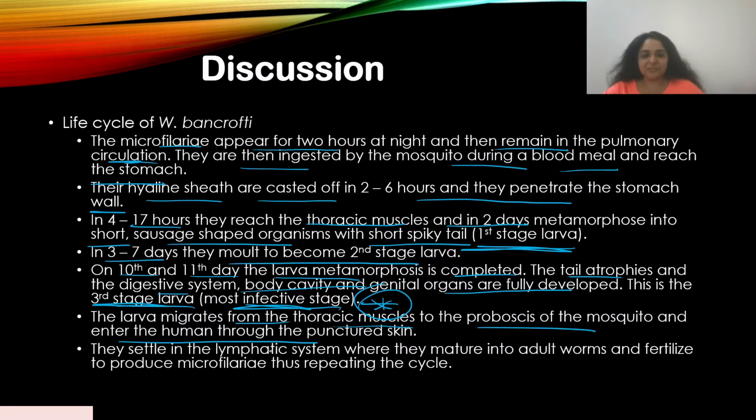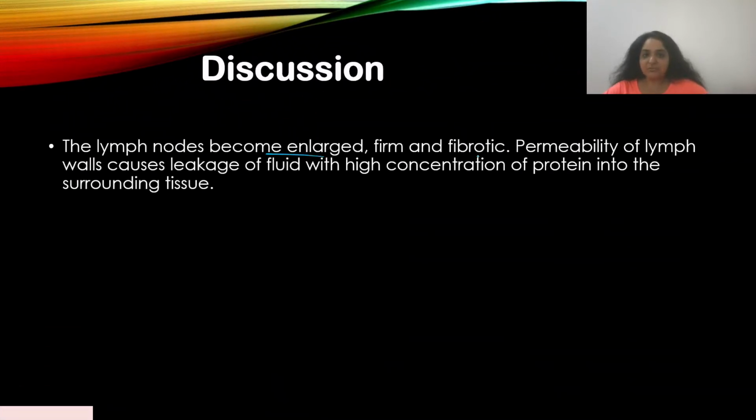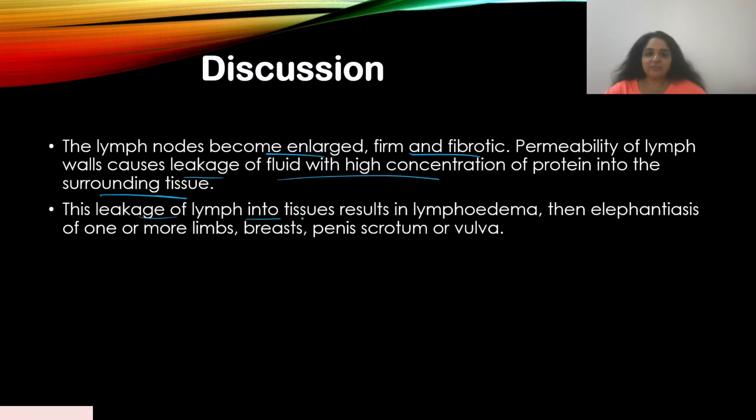So once they enter the human through the punctured skin, they settle in the lymphatic system where they mature into adult worms and fertilize to produce microfilariae, thus repeating the cycle. The lymph nodes become enlarged, firm and fibrotic. Because of that, the permeability of lymph walls causes leakage of fluid with high concentration of protein into the surrounding tissue. The leakage of lymph into the tissue results in lymphoedema. That's where the swelling happens. Elephantiasis of one or more limbs, breast, penis, scrotum, or vulva happens.